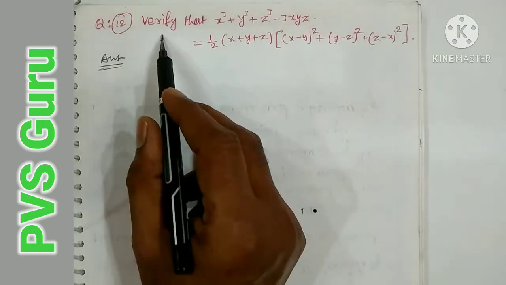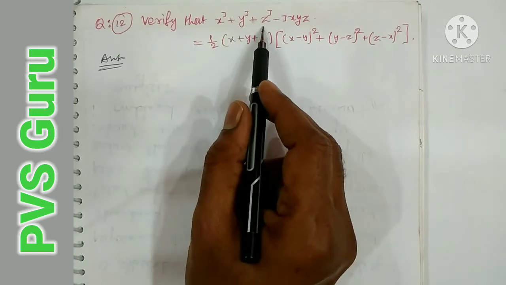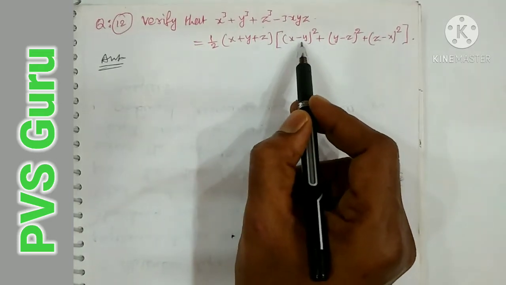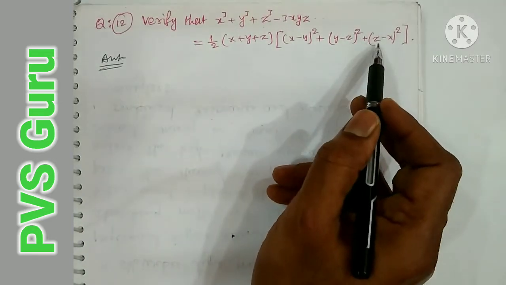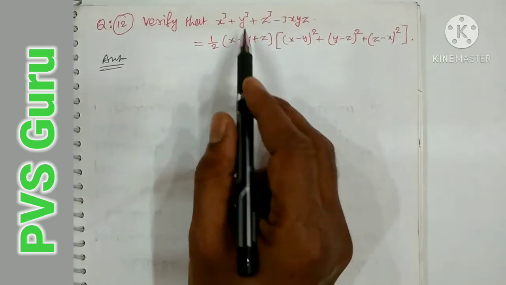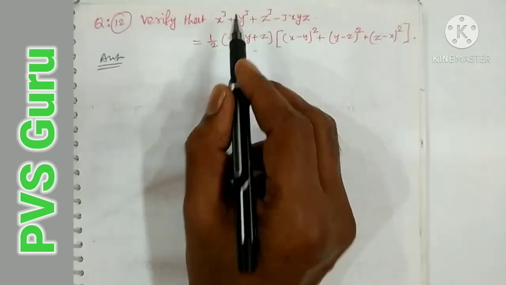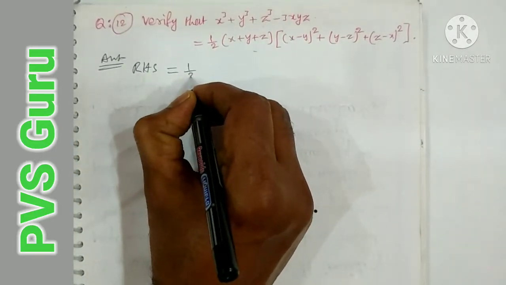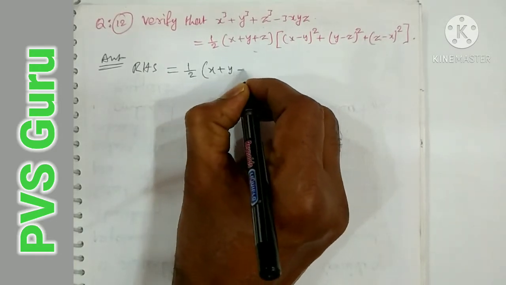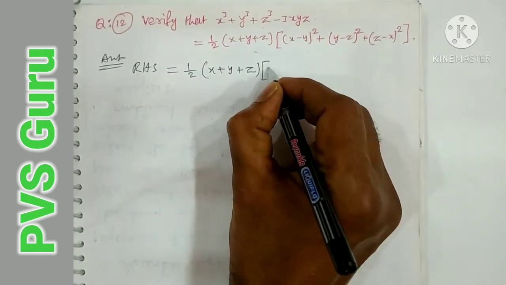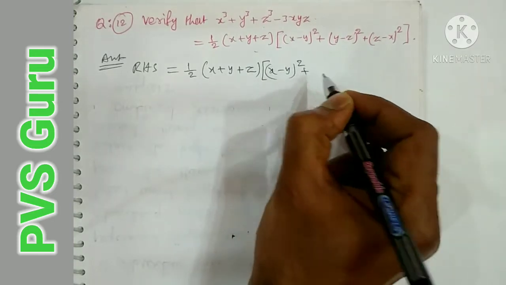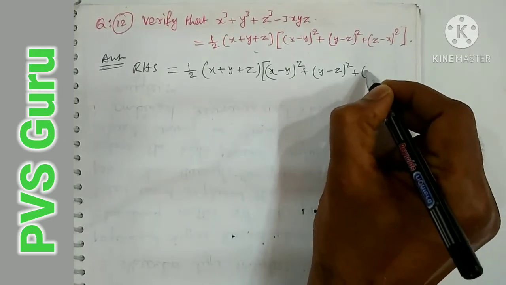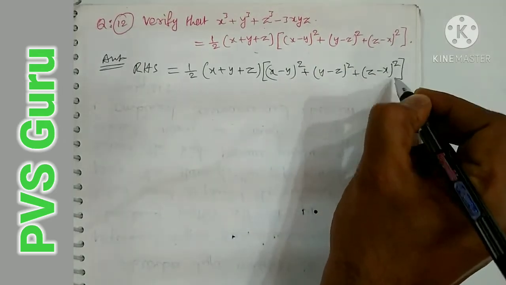Now question number 12. Verify that x cube plus y cube plus z cube minus 3xyz is equal to half into x plus y plus z into x minus y whole square plus y minus z whole square plus z minus x whole square. Here in this case you take the RHS, then you prove the LHS. So RHS is equal to the given expression: x plus y plus z into x minus y whole square plus y minus z whole square plus z minus x whole square.